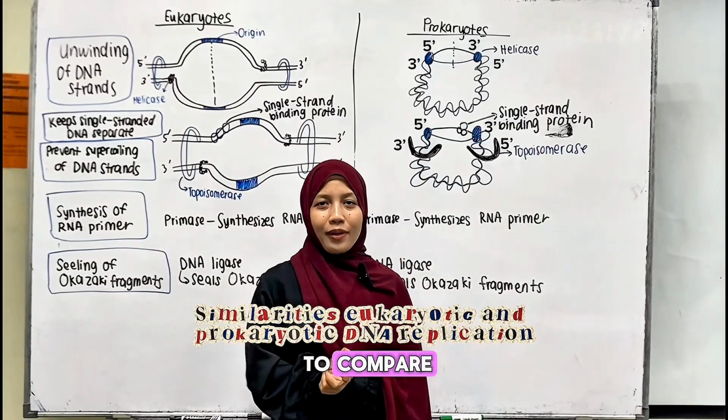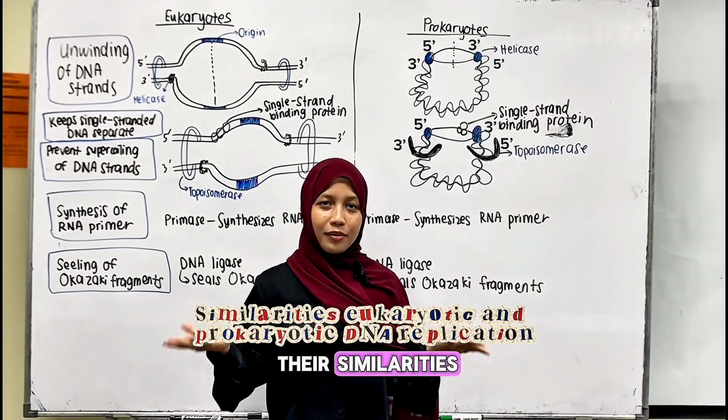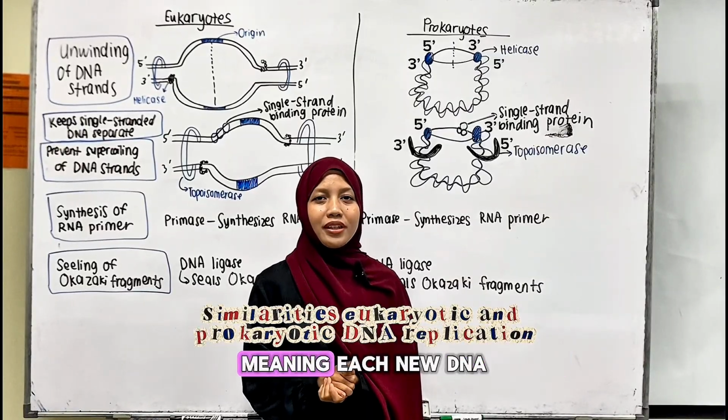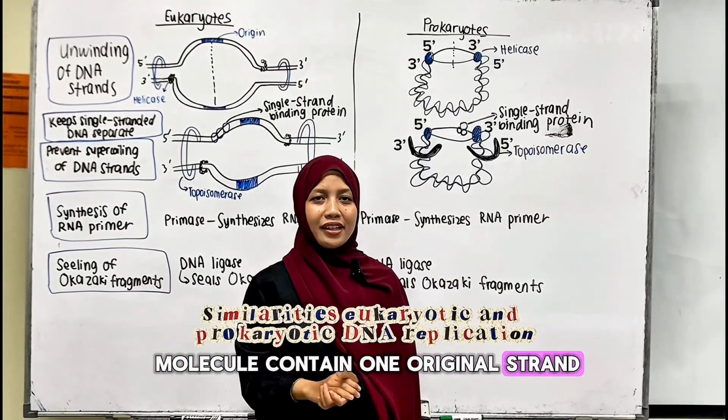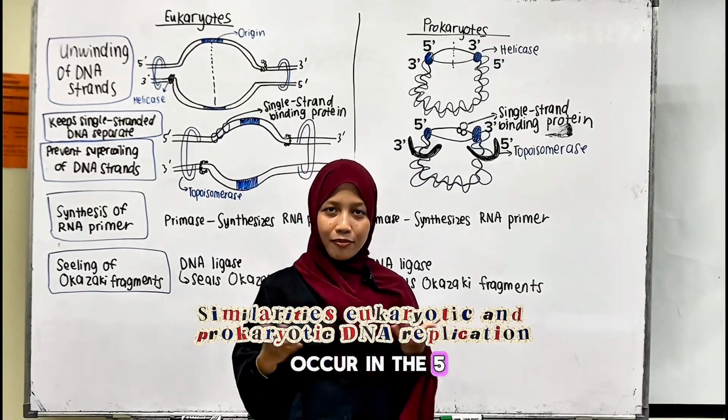Right now, I'm going to compare eukaryotic DNA replication and prokaryotic DNA replication. First, let's talk about their similarities. In both eukaryotic and prokaryotic cells, DNA replication is semi-conservative, meaning each new DNA molecule contains one original strand and one newly synthesized strand. In addition, replication in both systems occurs in the 5' to 3' direction.